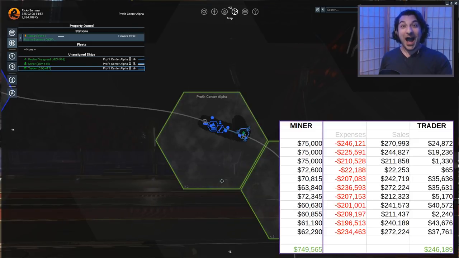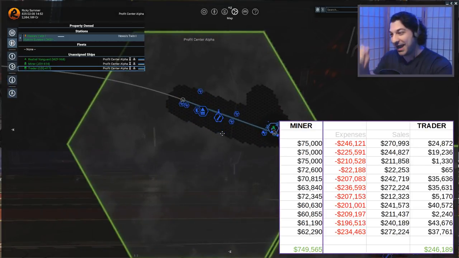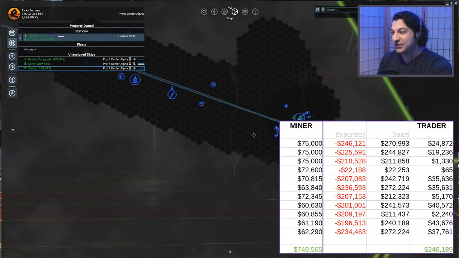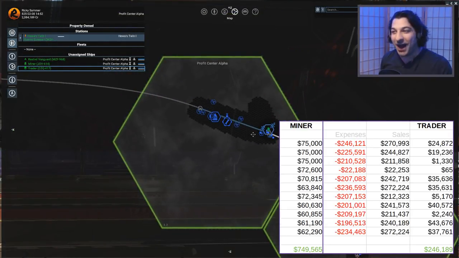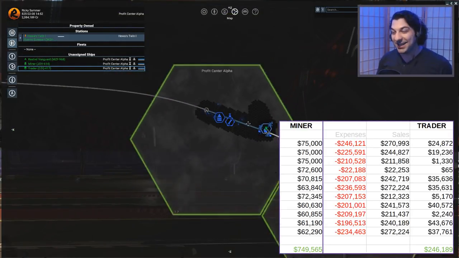Wow. Wow. Okay, this is blowing my mind right now. My mind is fully exploded. So what's going on here? Is mining just fully OP? It's hard to say.